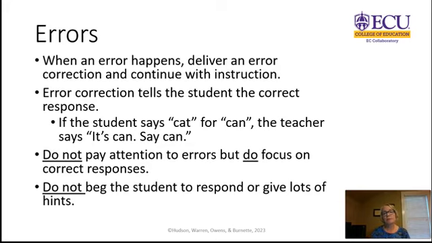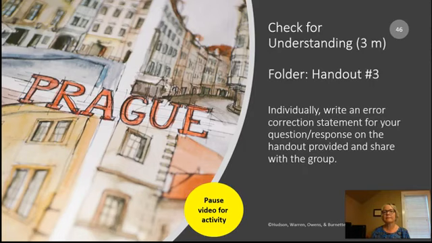Errors are also a part of instruction. And when an error happens, deliver an error correction and continue with instruction. An error correction tells the student the correct response. So for example, if the student says cat for can, the teacher says it's can. Say can. Don't pay a lot of attention to errors, but do focus on the correct responses. And definitely don't beg students to respond or give lots of hints. Hints aren't prompts.